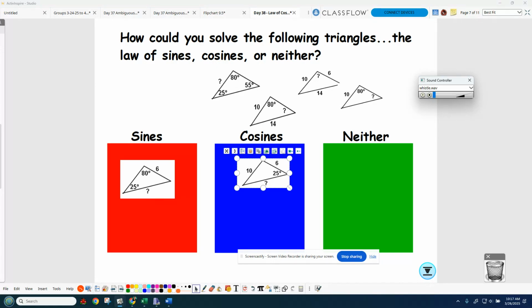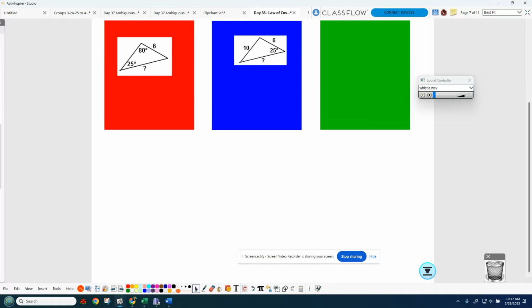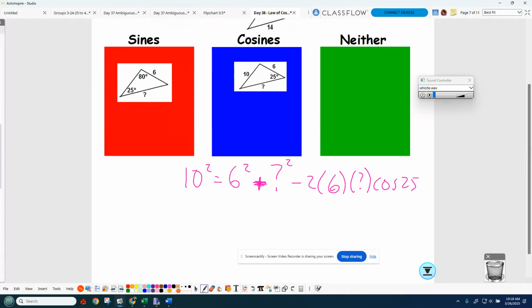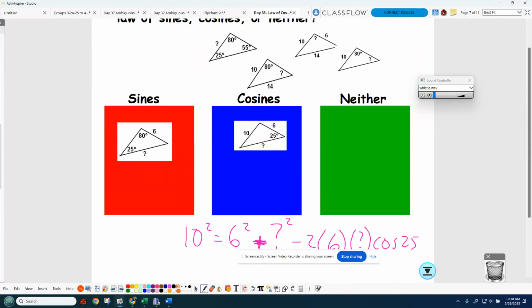Oh, 10 squared equals 6 squared plus the I don't know squared minus 2 times 6 times I don't know times cosine 25. We usually avoid that in the honors class as well. But there's the example for you. But we're not gonna see something. You should not. Okay, how about this one? I gave you all 3 angles.